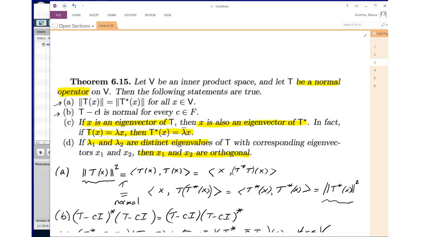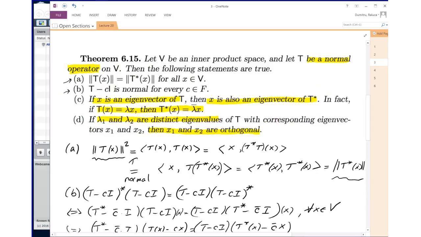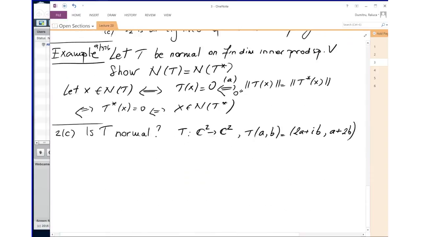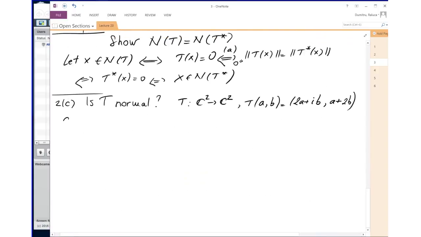So basically, to show that an operator is normal, you have one option. You just go to the definition. Okay. So all you can do here is to check whether T star T equals T T star. Okay, but in order to check that, I need to know what T star is, right? So you need to find T star first.